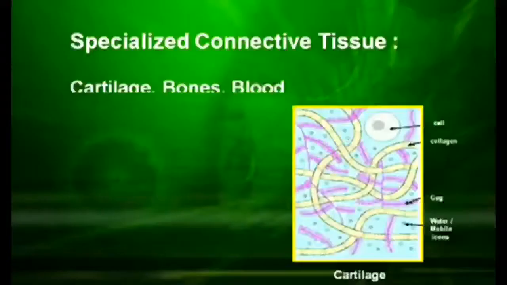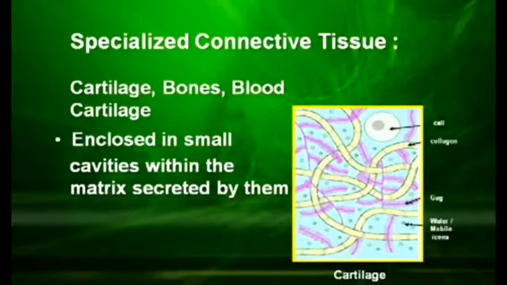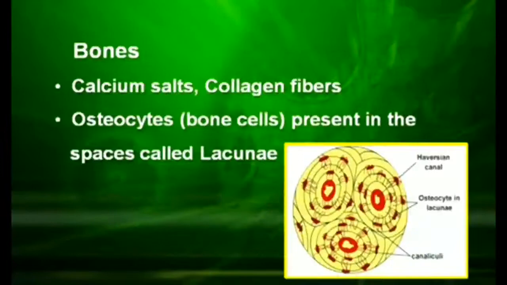The specialized connective tissue includes the cartilage, the bones, and the blood. Cartilage cells are enclosed in small cavities within the matrix secreted by them. They are found in the tip of the nose and in our external ear. The bones are made up of calcium salts and collagen fibers.